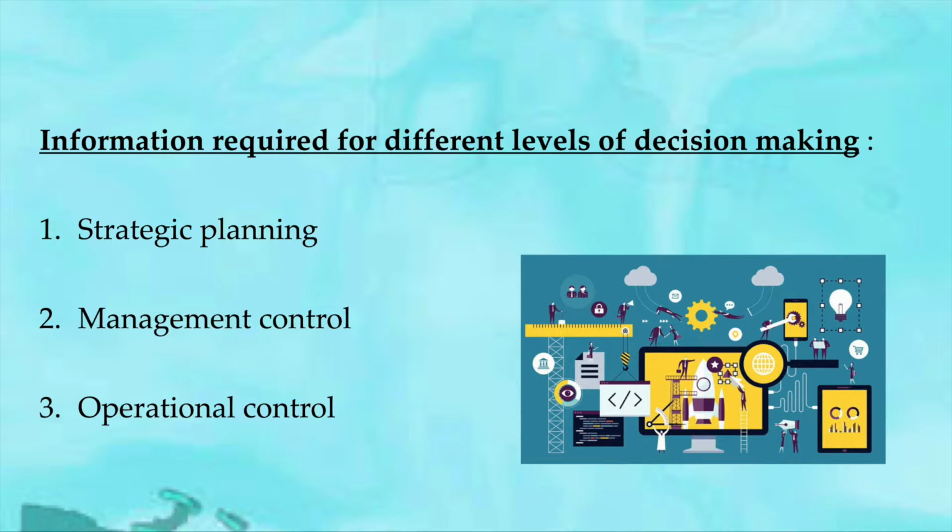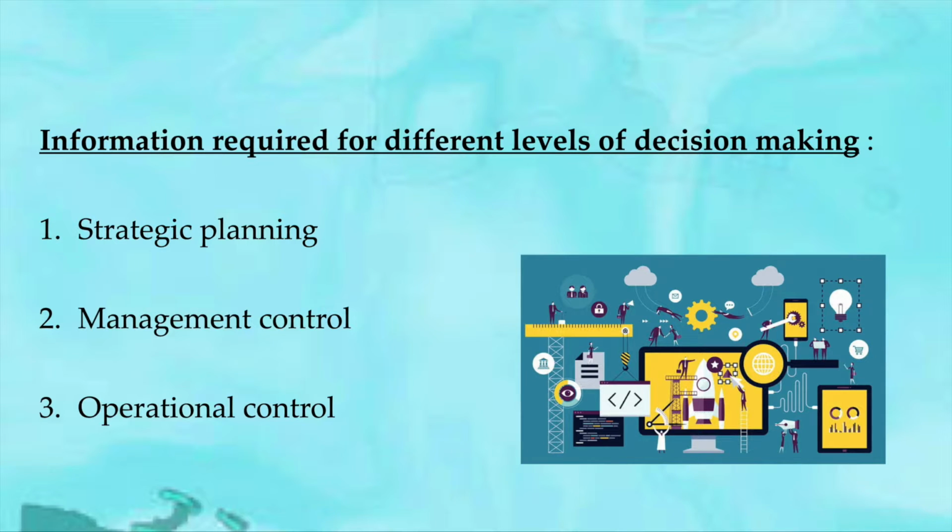Third is operational control. This is concerned with day to day matters, that is monitoring and controlling the expenses, the incomes, the sources of cash inflows and outflows. Let's say the number of hours worked by the employees per day or per week, or the amount of raw material used. All of these come under operational control decisions.